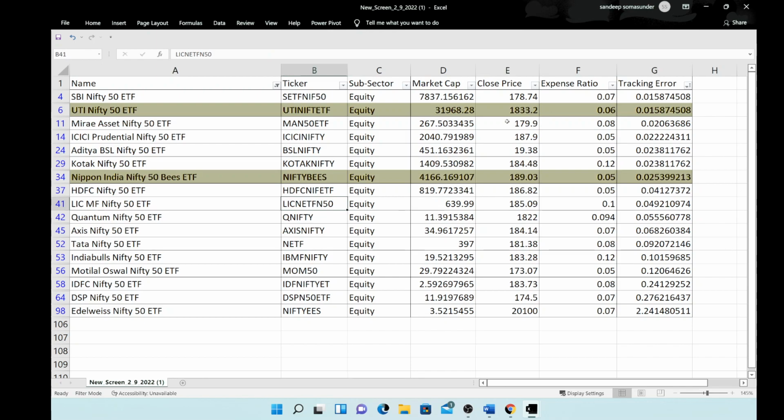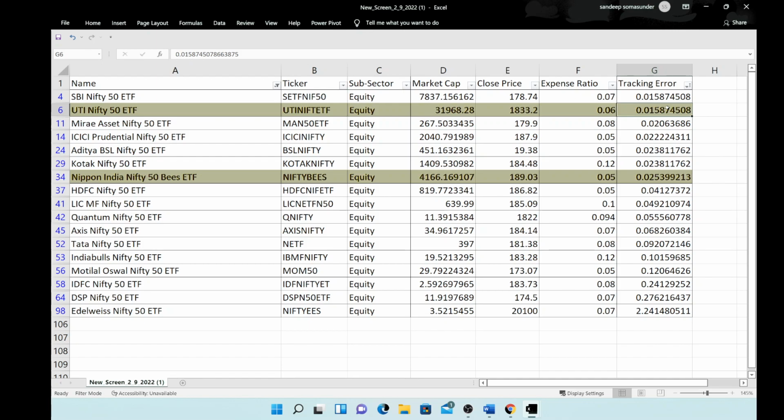Now, if you compare between these two, the expense ratio of UTI is slightly higher than Nippon India Nifty50 ETF by 0.01. However, the tracking error. Tracking error is how accurately it matches the Nifty50 return. So if Nifty50 increases by 1, this will not increase by exactly 1. It will be 0.9-something, almost like 1. So there are tracking errors which happen.